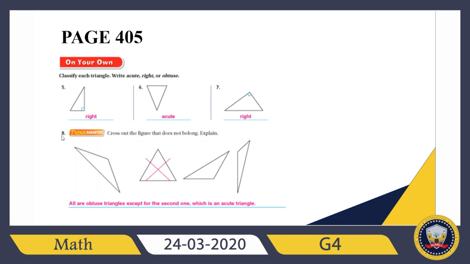Okay, question 8. It says cross out the figure that does not belong, and explain. Which one is it? I can say all are obtuse triangles except for the second one, which is an acute triangle, right? Okay, good job.